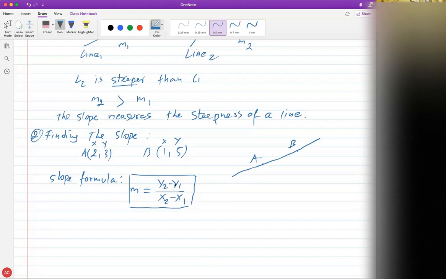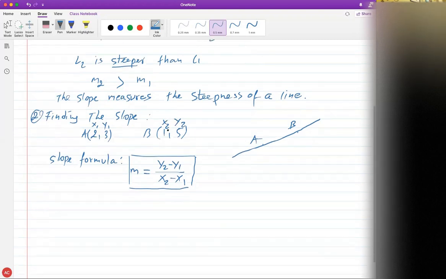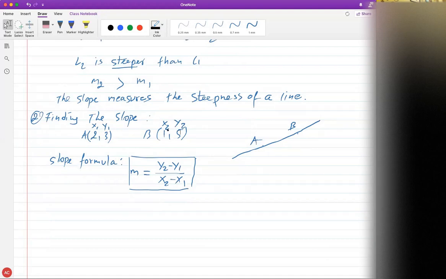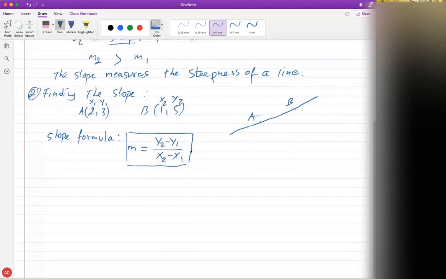So we need 2 points, and all these values here come from these 2 points. The first point, we're going to call it x1, y1. The second point, we're going to call it x2, y2. So all I have to do now is plug these in, and we'll get our slope. It could be a fraction, a negative number, a positive number. So just plug it in and simplify.